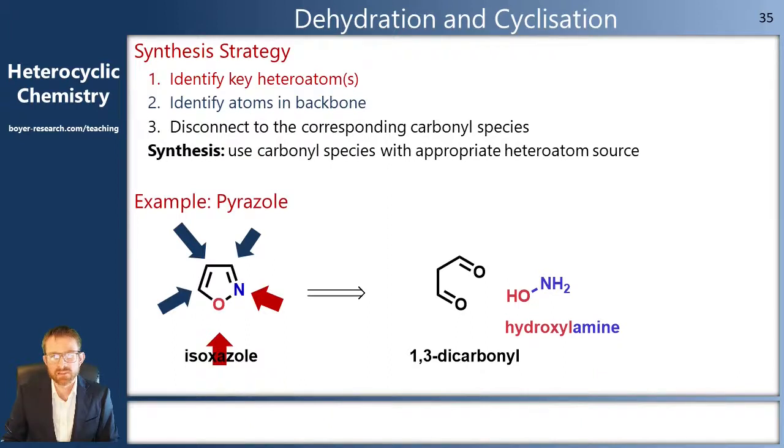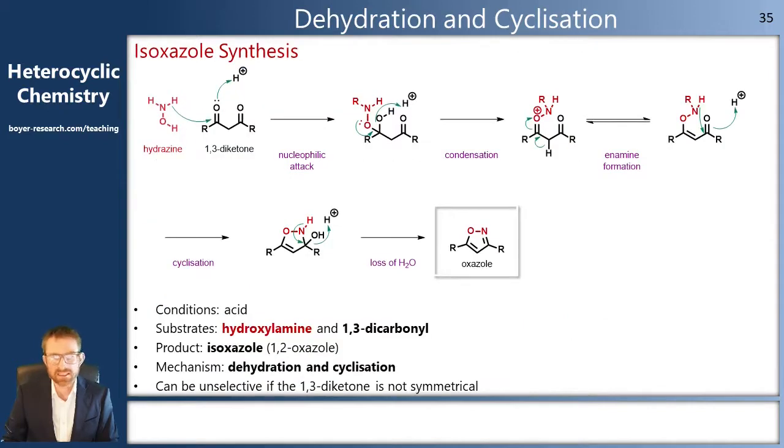We can also do the analysis for isoxazole. This time, instead of hydrazine, we can just use hydroxylamine. The mechanism is identical, but now we have the attack of an oxygen and a nitrogen separately. But we can follow it through from our hydroxylamine to our isoxazole product.